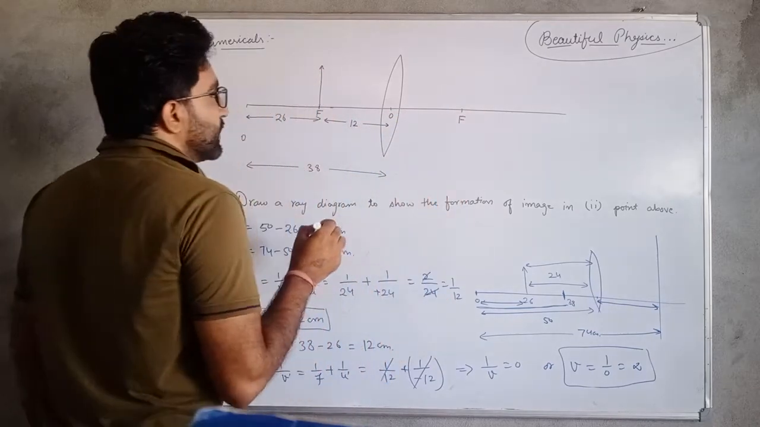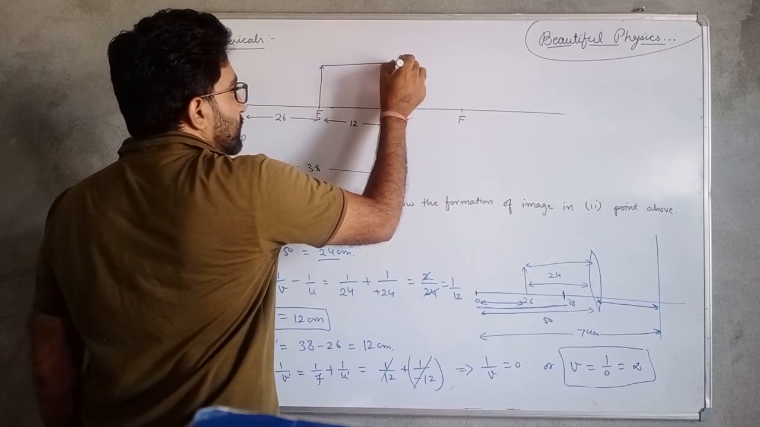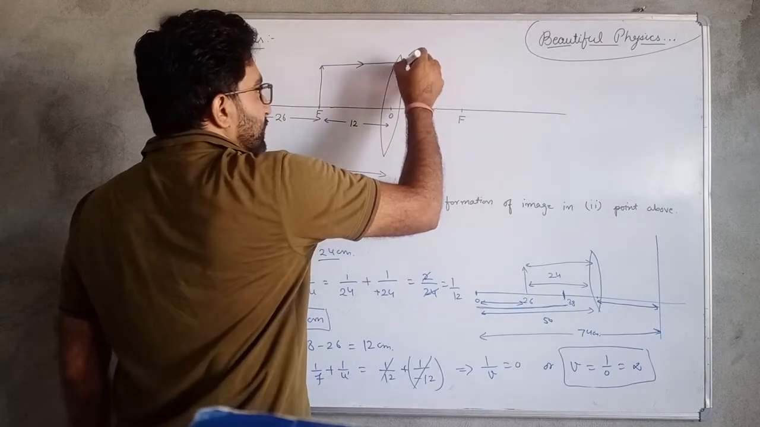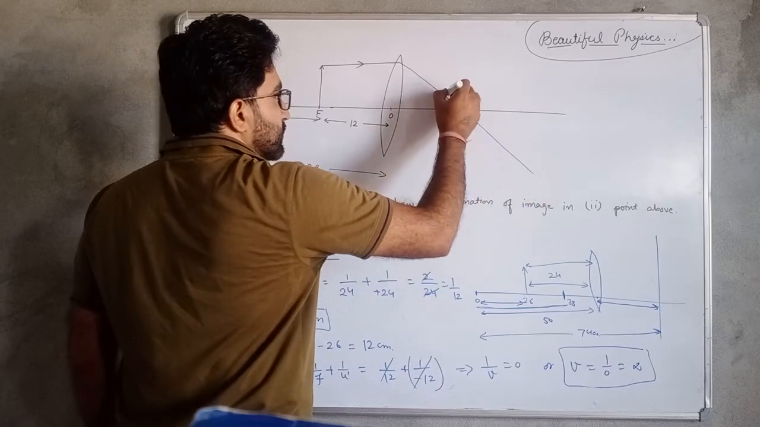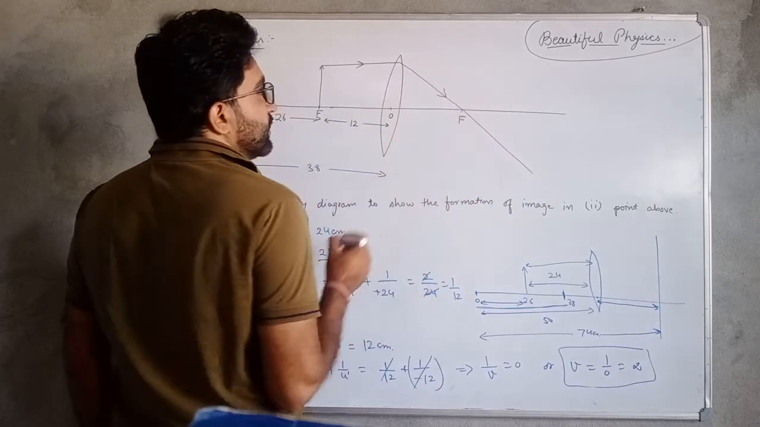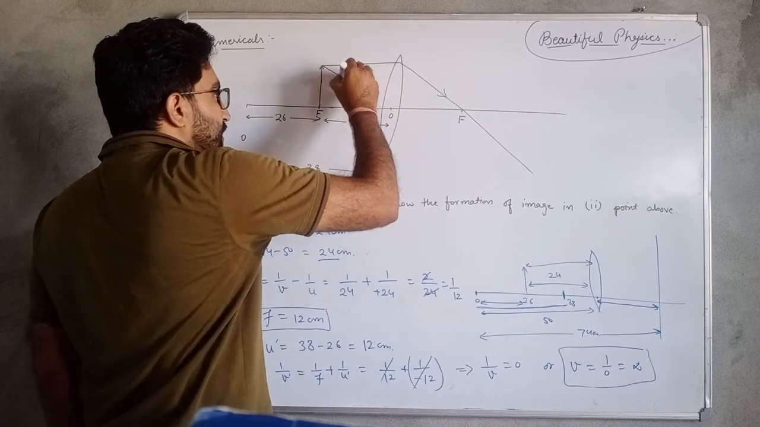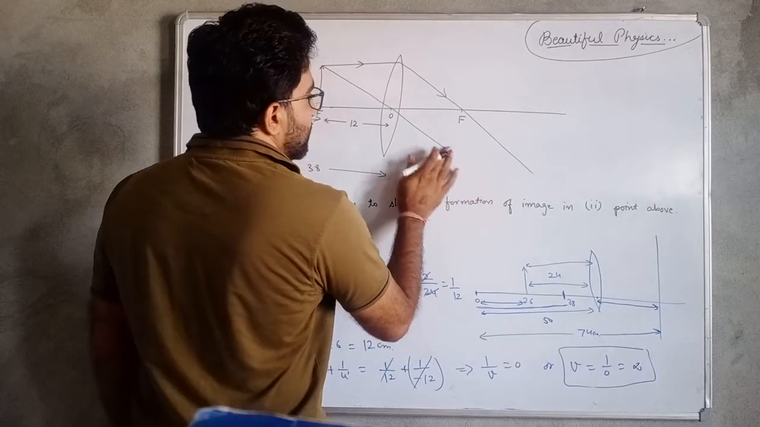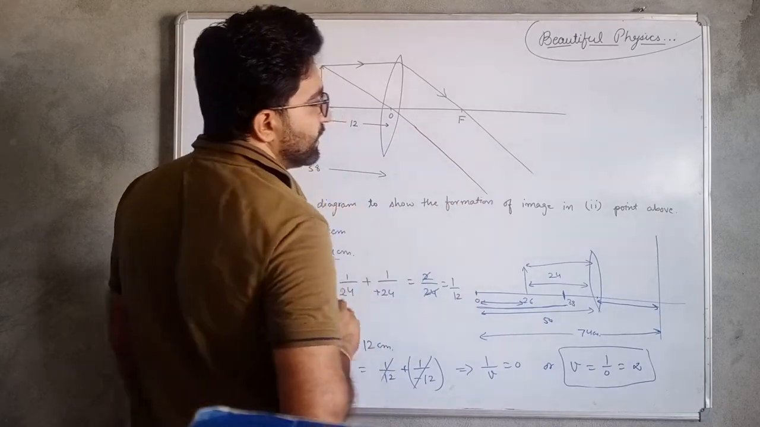Okay, first ray of light parallel to principal axis. Okay, the ray is going parallel to principal axis. After refraction it will pass through the focus. Next ray of light from the optical center, and rays passing from the optical center pass undeviated.